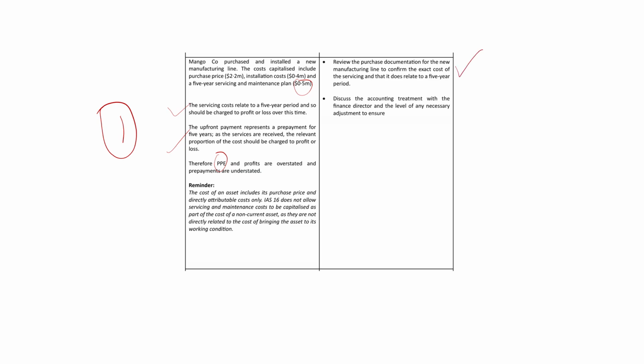I will need to review the purchase documentation of the new manufacturing line to confirm the exact cost of the servicing agreement and that it does relate to a 5-year program. And then I'm going to ask the management to make the necessary adjustments. So that's something you can be writing as a risk response.